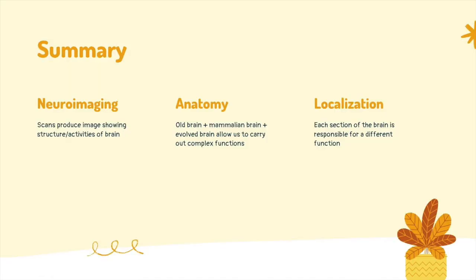So in this video, we have covered 3 points. First, neuroimaging produces scans showing the structure and the activities of the brain. The study of neuroanatomy reveals the main sections of the brain, and the theory of localization states that each section of the brain is responsible for a different function.